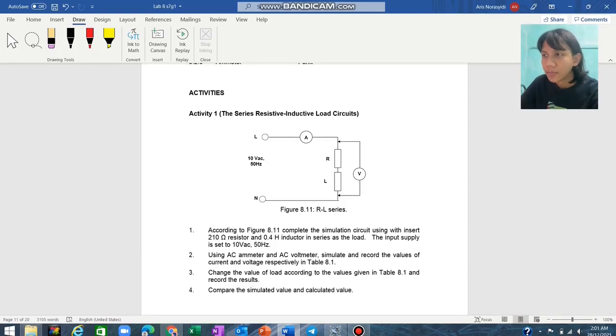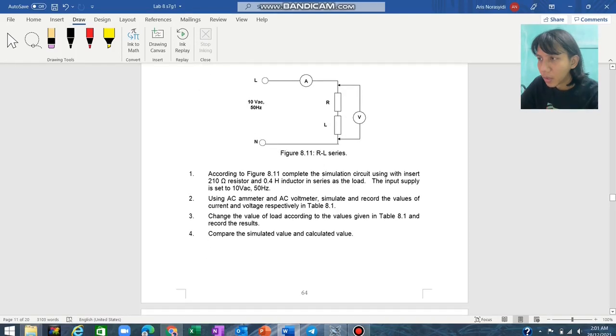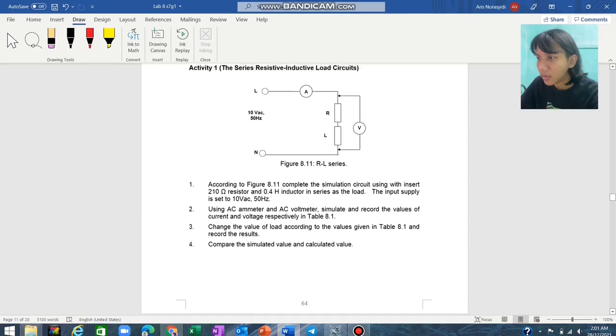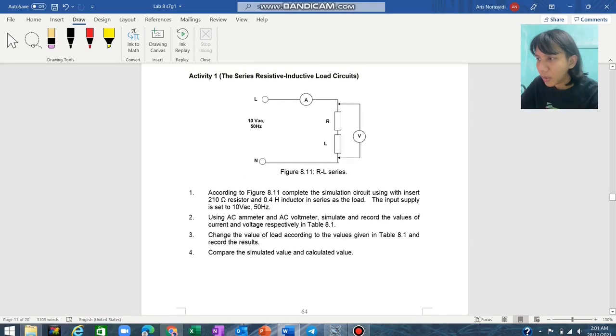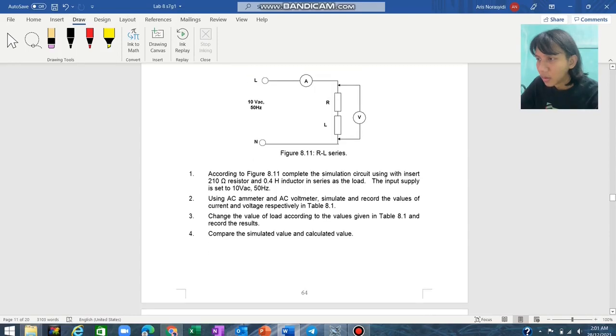AE200016, and here I will explain activity 1, the series resistive inductive load circuits. According to the procedure, we have to create the circuit like figure 8.11 and insert the 110 ohm resistor and 0.4 Henry inductor, and the input supply is set to 10 volt and 50 hertz.